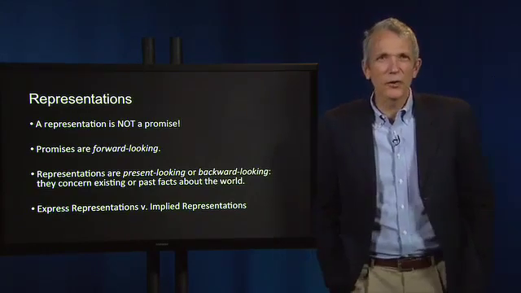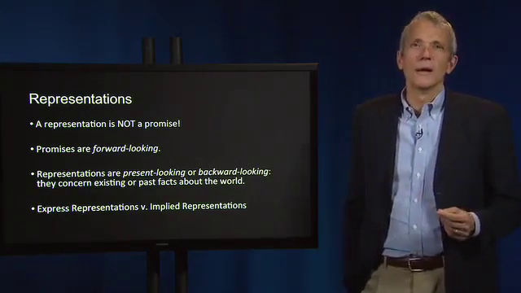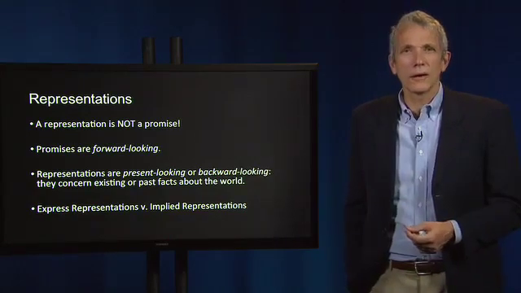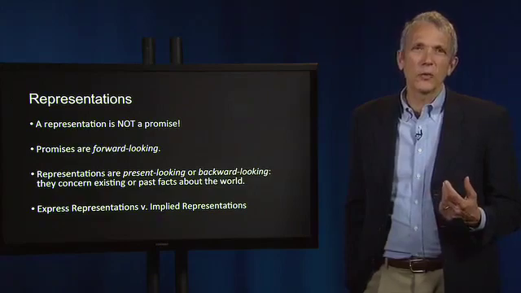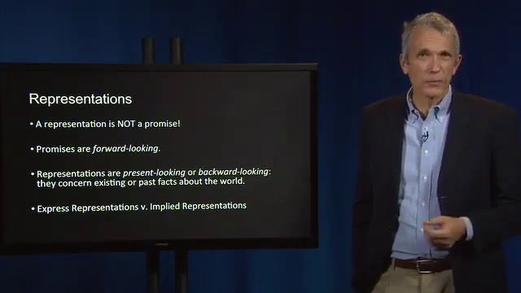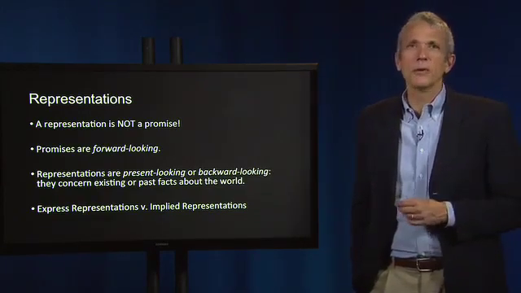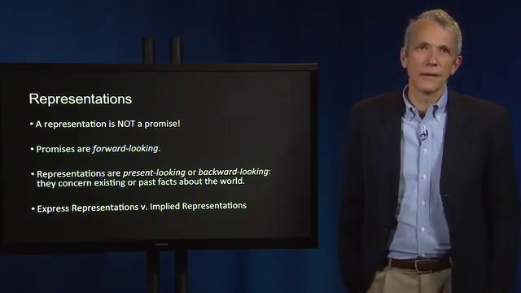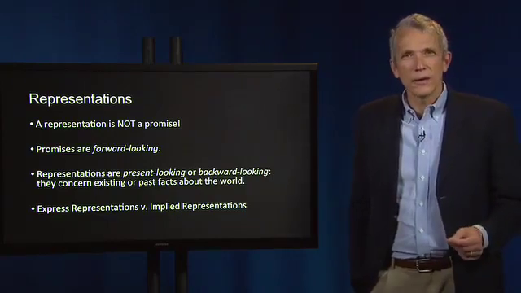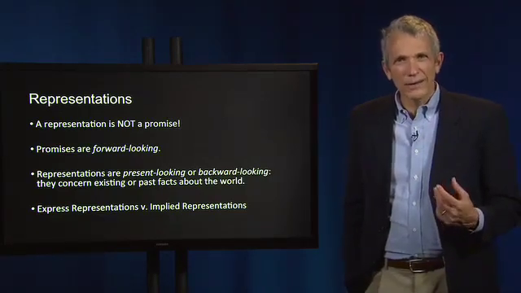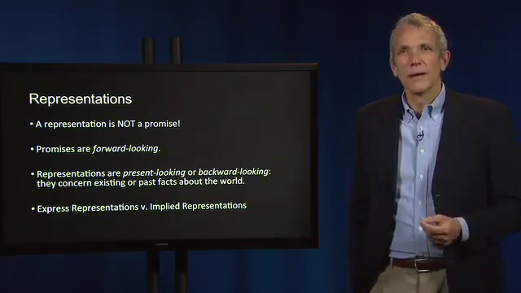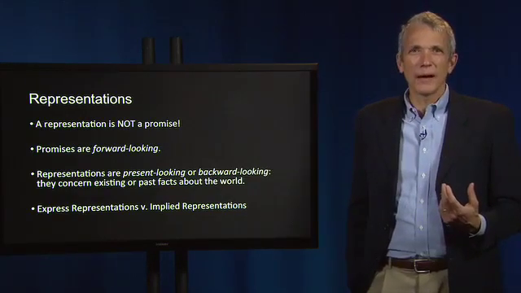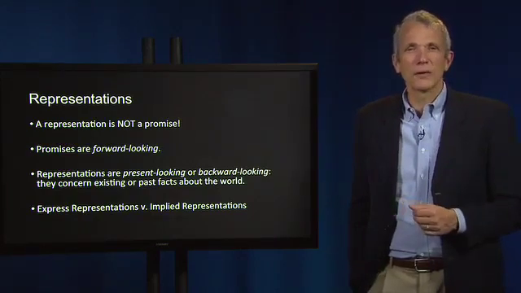Consider a potential agreement to sell a used car. The seller's promise is that she will deliver the car. She may make many factual representations about the car in the process. She might say, it is blue, it has 50,000 miles on it, it has a small dent on the rear door. Those examples are all likely express representations. The seller expressly or explicitly informs the buyer of those facts about the car.